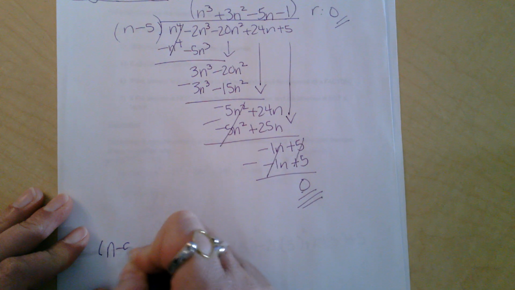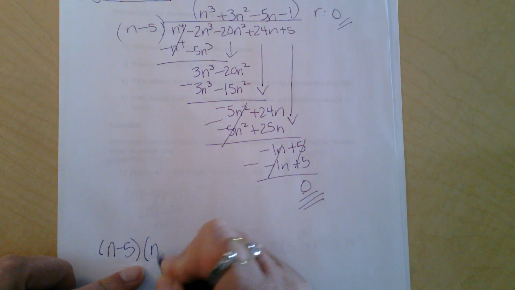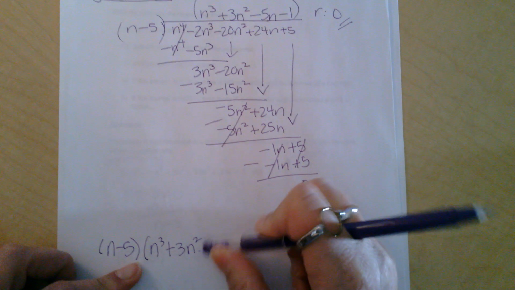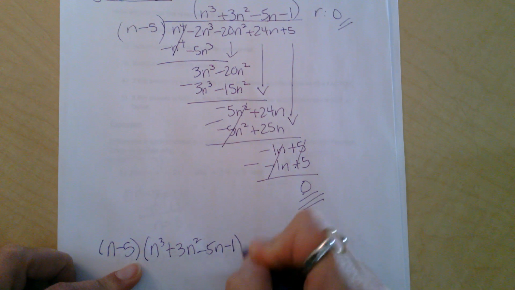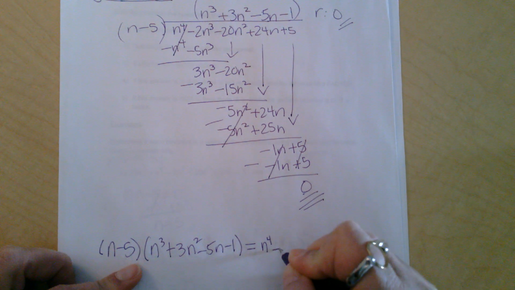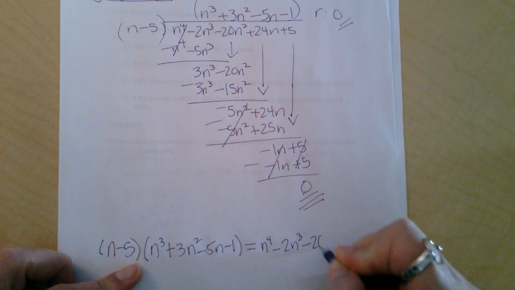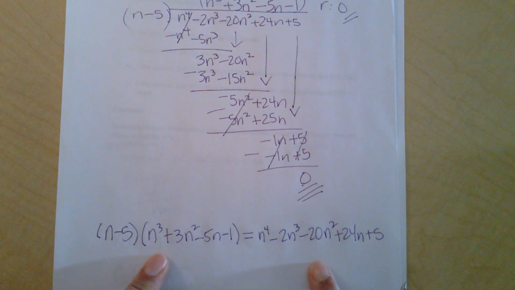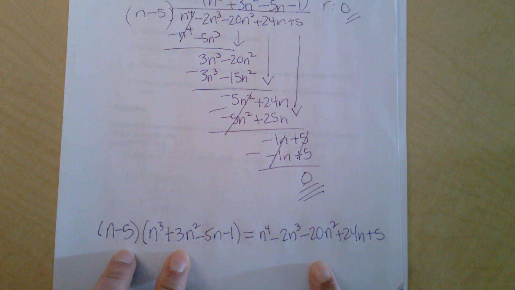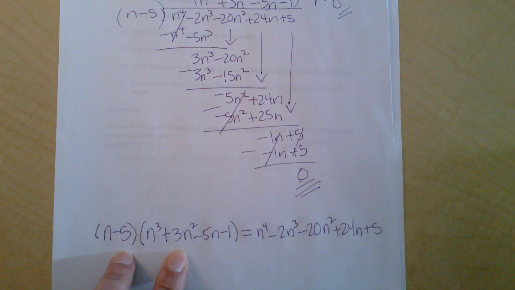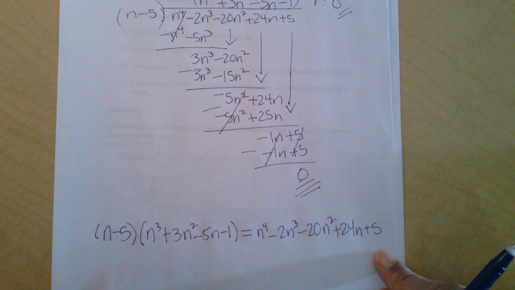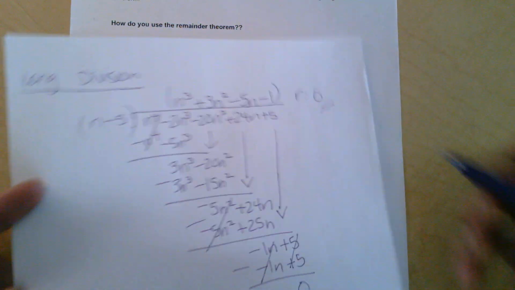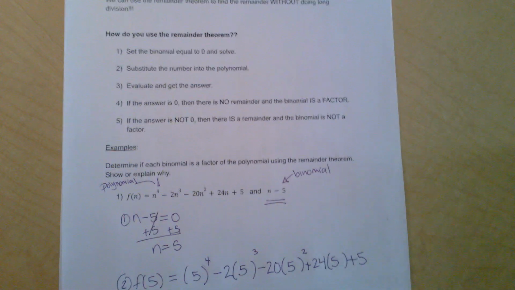What does that mean? That means if I took n minus 5 and multiplied it by n cubed plus 3n squared minus 5n minus 1, I'm going to get n to the fourth minus 2n cubed minus 20n squared plus 24n plus 5. That's what it means to be a factor. We can multiply these. We have no remainder, and it comes out back to our original. Okay, let's look. It's pretty cool that we can find the remainder without having to do all this work. So I really feel like it is magic.